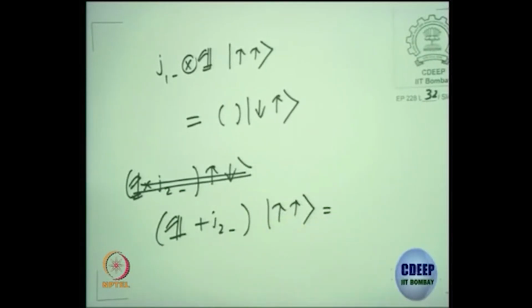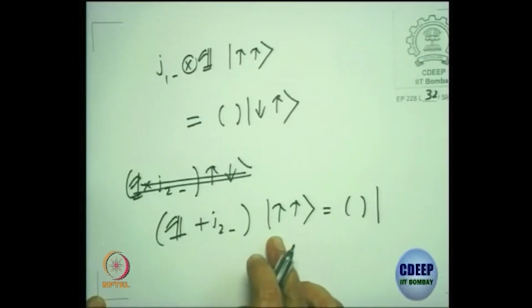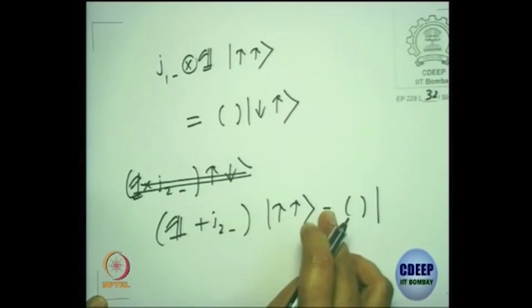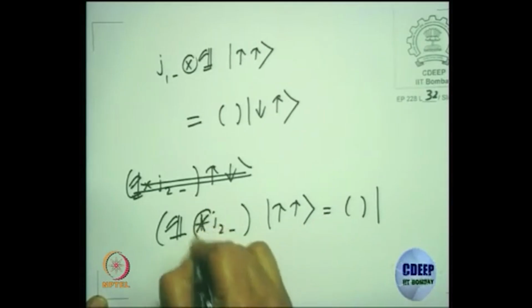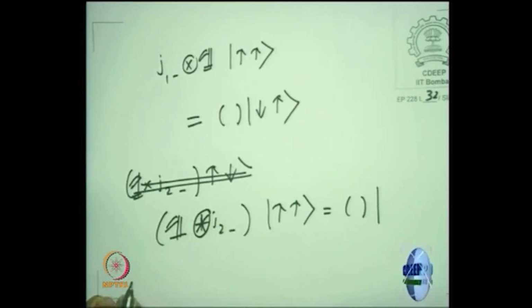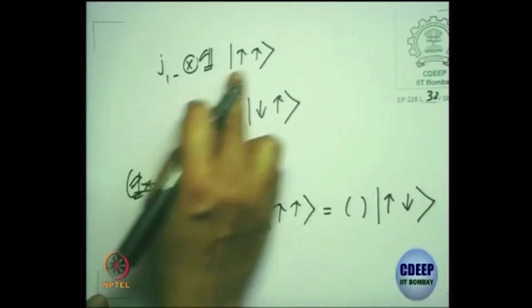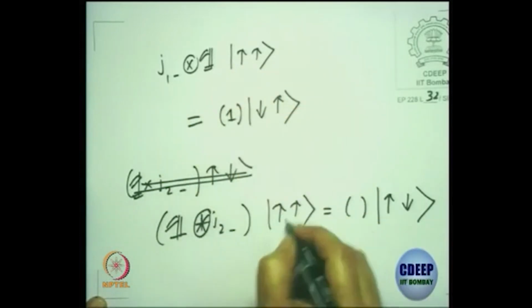What will this be? Some coefficient times identity on the first state and the lowering operator on the second state. That's why I am putting this notation. What will that be? Coefficients of both are 1 because your J1 and M1 are half and half. So half plus half will be 1. Okay, so this is 1 and this is 1.